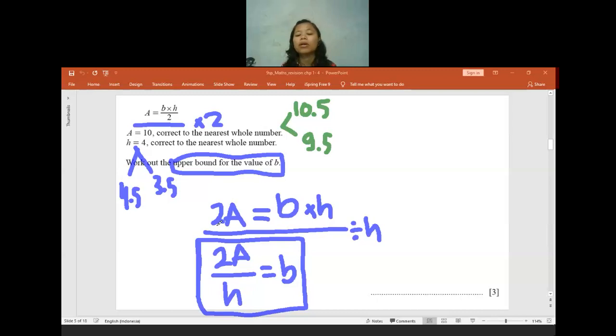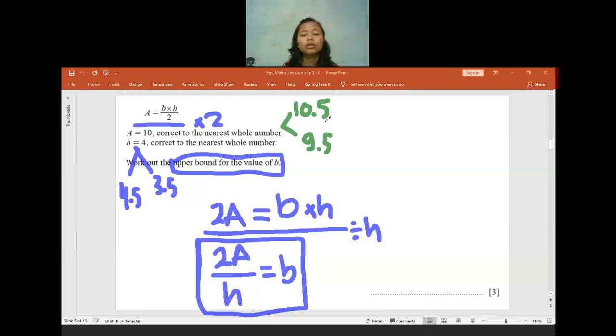Does anyone still remember the upper bound of division? How to find the upper bound of division? Find the lower bound, right? No, we are going to find the upper bound of division. So what divided by what? Upper bound divided by lower bound. Upper divided by lower.